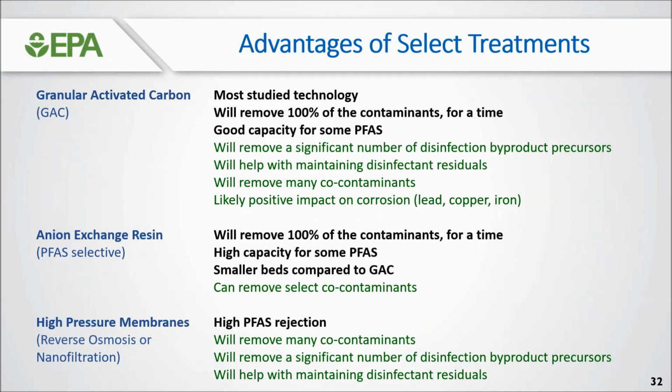For high pressure membranes, and here we're talking about reverse osmosis or nanofiltration membranes, it has very high PFAS rejections largely across the board for PFAS. Of these technologies, this is the one that will take out the largest suite of PFAS, and it will remove many co-contaminants, and will help with a significant number of disinfection byproduct precursors. It will also help with maintaining disinfectant residuals.